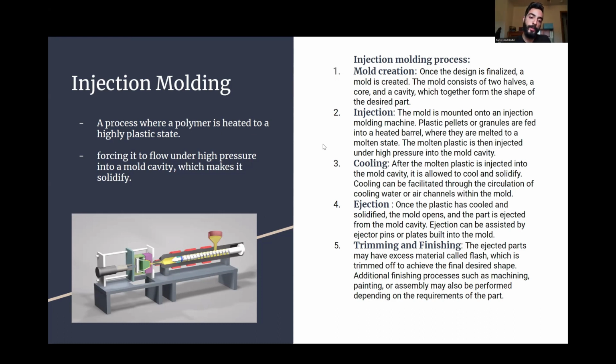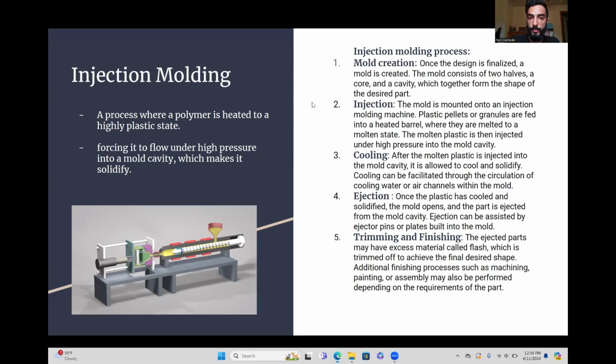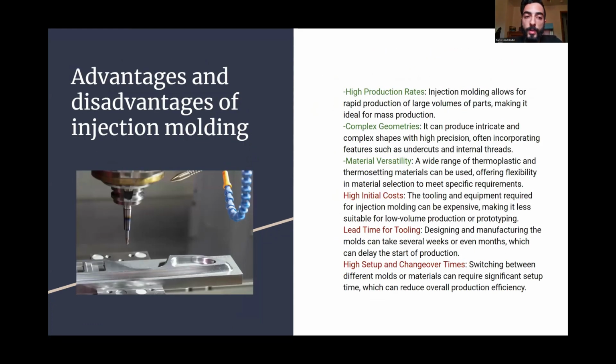Injection molding, just like other manufacturing processes, has its own advantages and disadvantages. One of the advantages is the volume, that parts can be produced in really high volumes, which reflects on revenues positively. The complex geometries that can be produced through such a process, and the materials used. We can use a high range of materials, thermoplastics, to produce the parts.